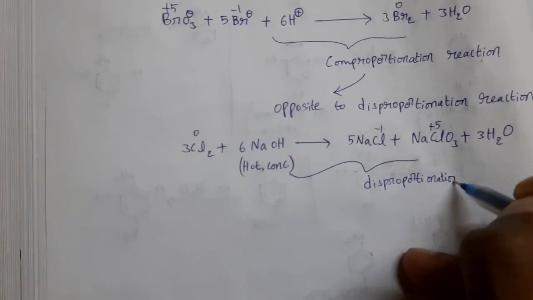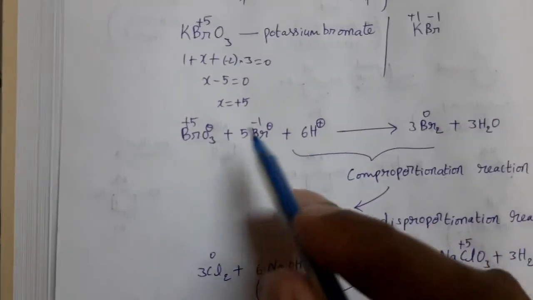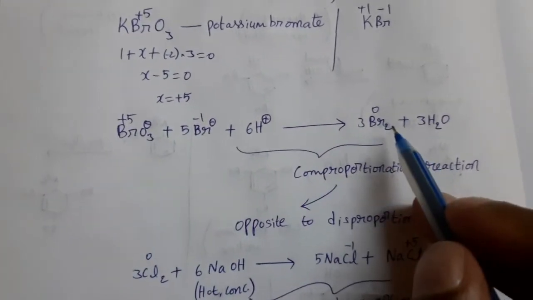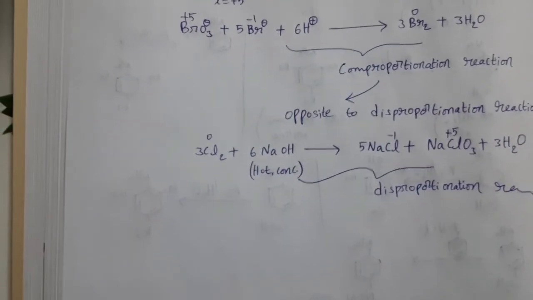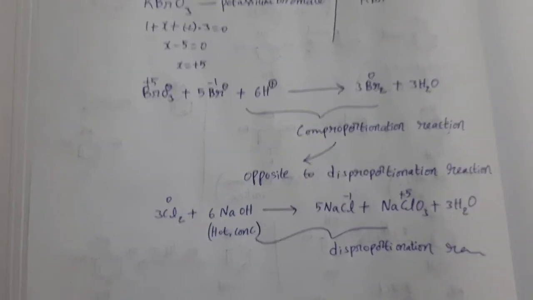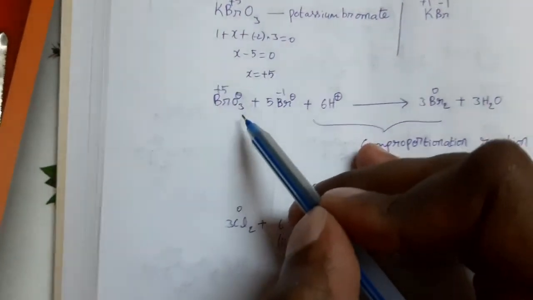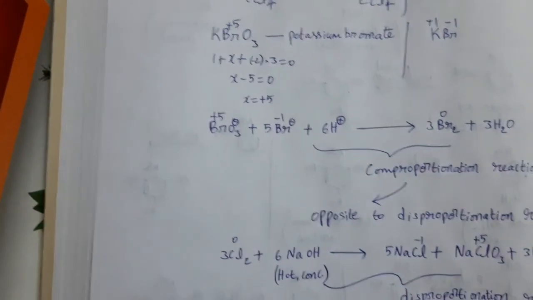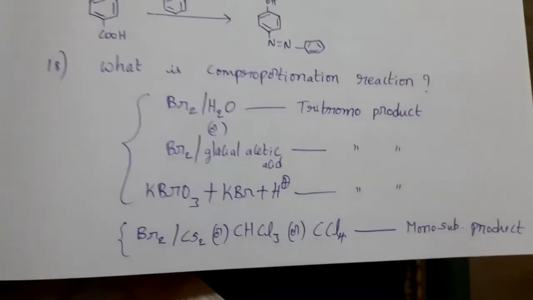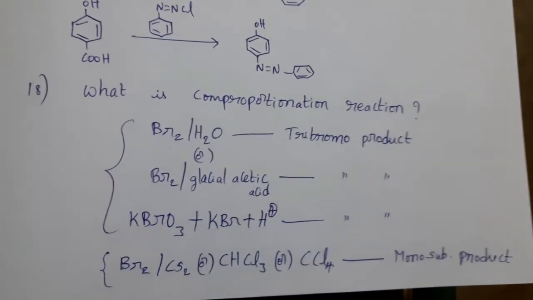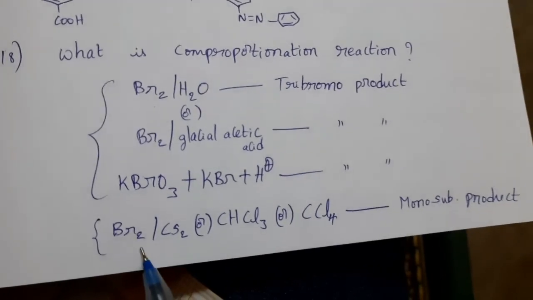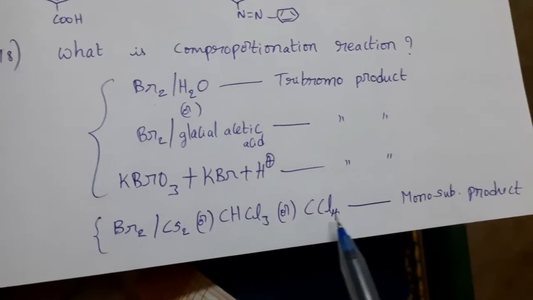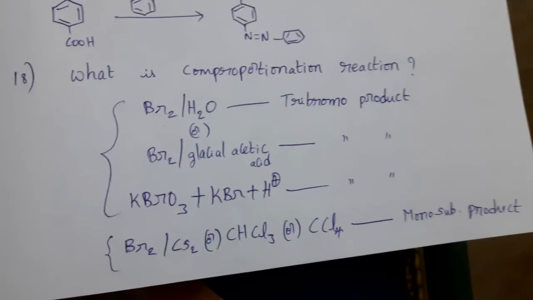The above reaction is comproportionation reaction. Different oxidation states combine and form the same oxidation state. So this reaction and this reaction are opposite. With this reagent KBrO3, KBr and acid, we can get a tri-substituted product. Okay students, remember these reagents' functioning, then we can get the answer correctly. Any one of these reagents gives a tri-substituted product. Either this reagent, bromine in chloroform, or bromine in CCl4, we can get the mono-substituted product.